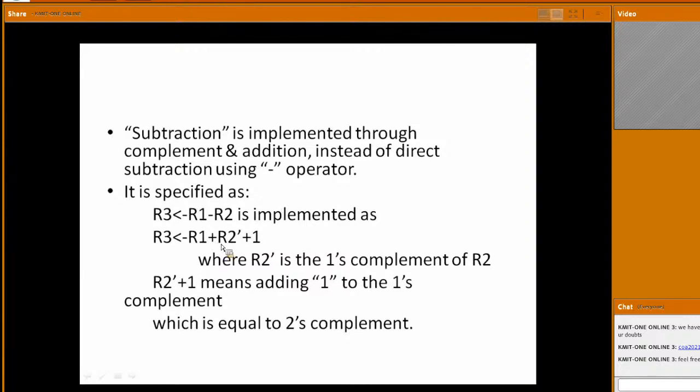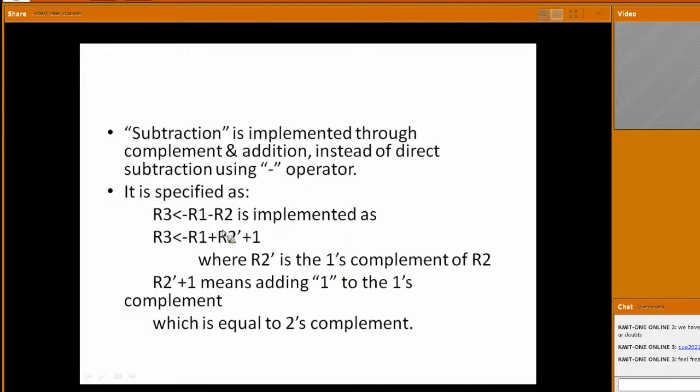Here the subtraction operation is performed by using complement as well as addition. You can write R1 - R2 as equivalent to R1 + R2 bar + 1. I'll explain what R2 bar is, what this addition is, everything. Just remember that subtraction can be performed by using the add operation as well as the complement operation.